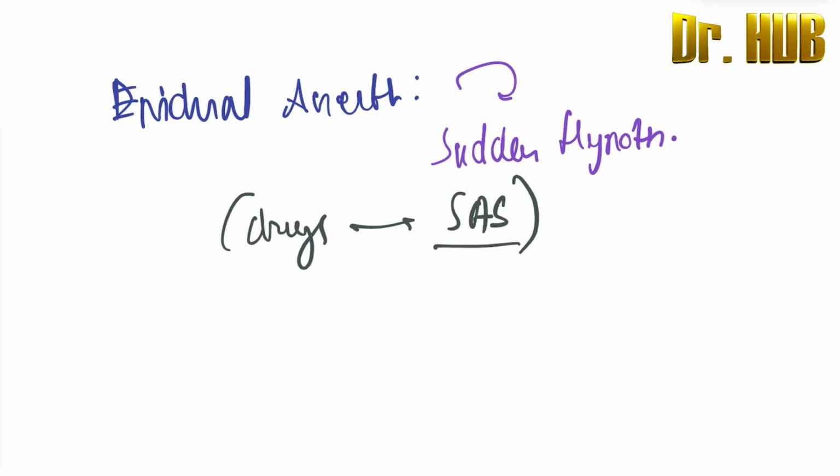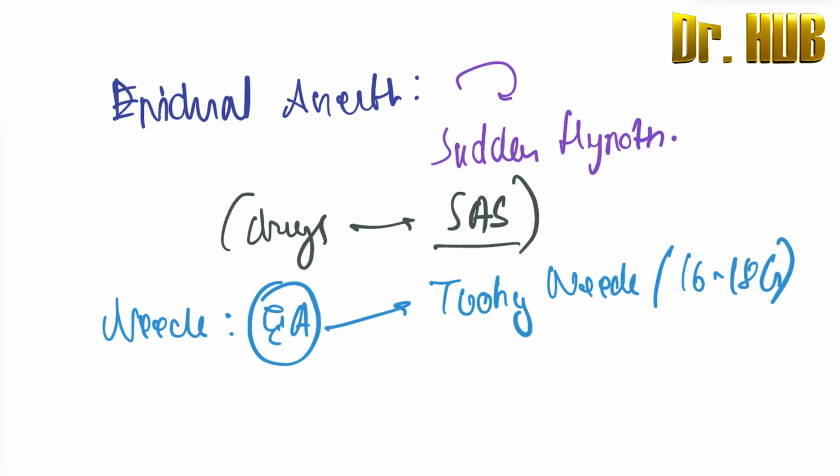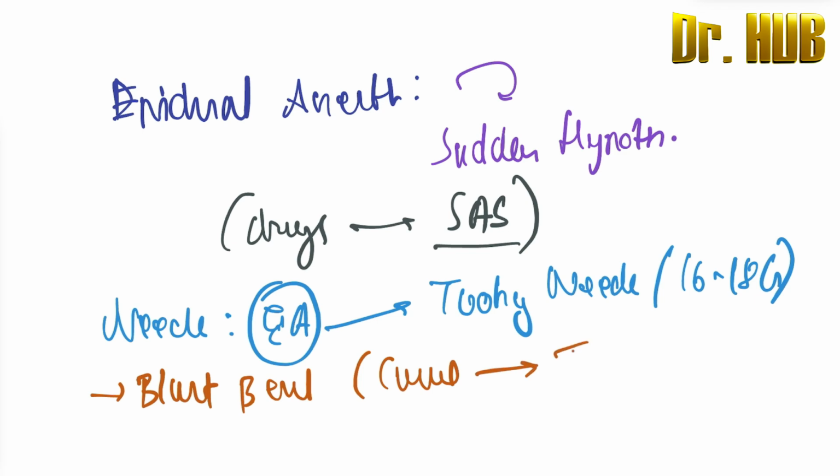Now let's look at the most commonly used needle in epidural anesthesia. The most commonly used needle is the Tuohy needle, spelled TOUHY. This Tuohy needle is 16 to 18 gauge, and it has a blunt bevel with a curve at the tip.